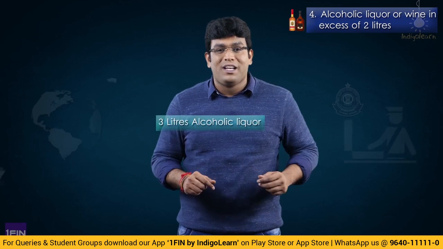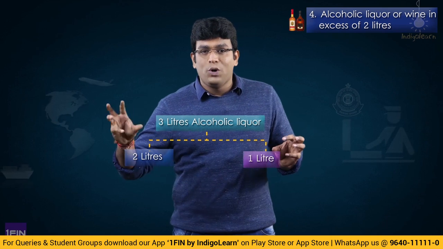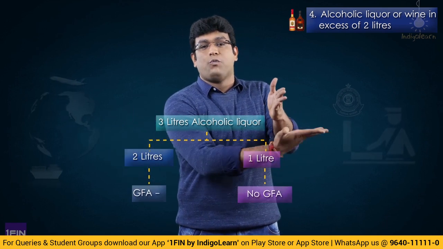People who generally go to a foreign country have too much fascination. While coming back to India, they get foreign liquor. And the law says, if you get more than 2 liters of liquor, whatever is in excess of 2 liters is regarded as an annexure 1 item. So for example, if we get 3 liters of alcohol liquor, we'll bifurcate them into 2 liters and 1 liter. The 2 liters can be considered for GFA and 1 liter becomes an annexure 1 item.